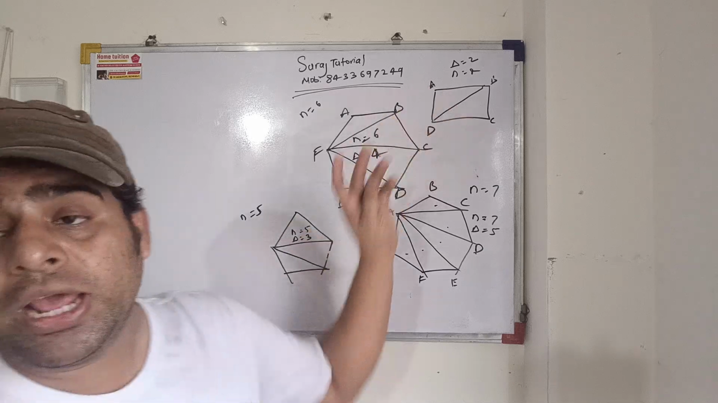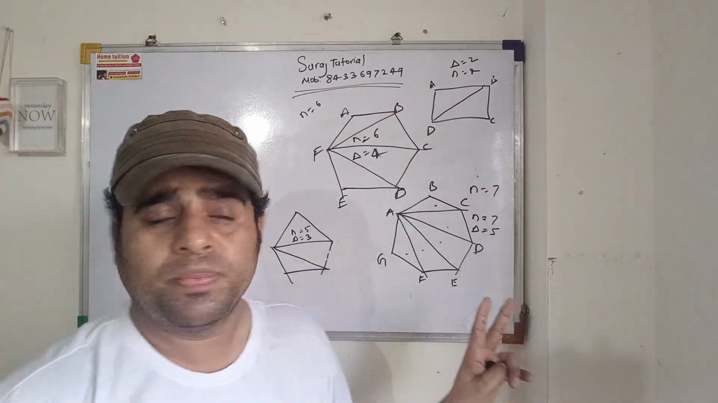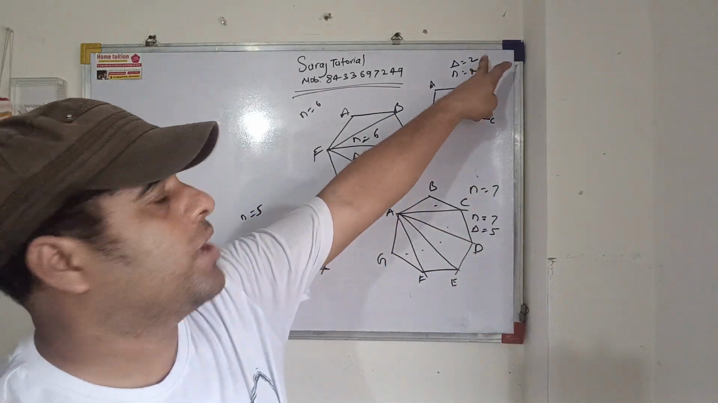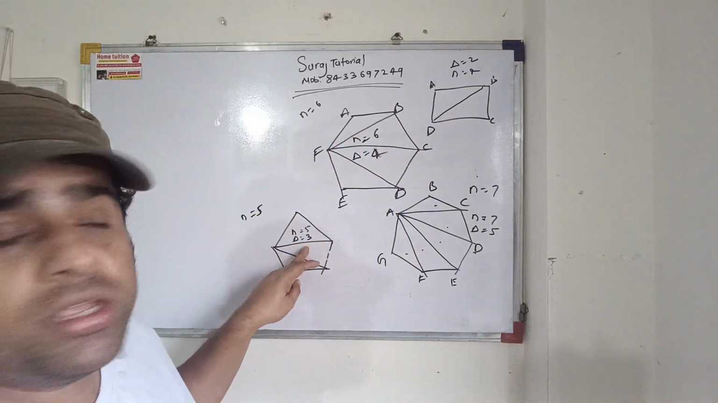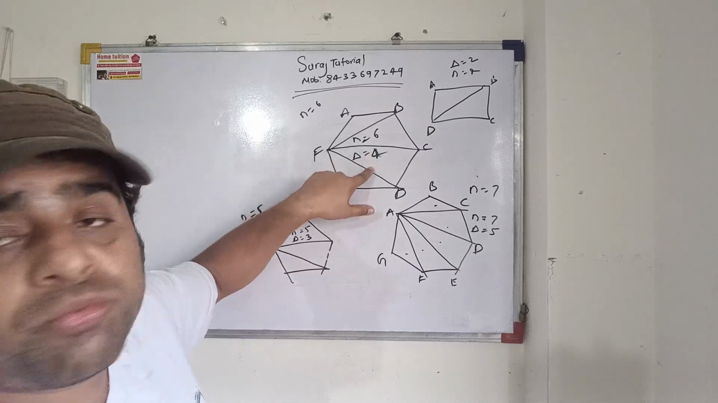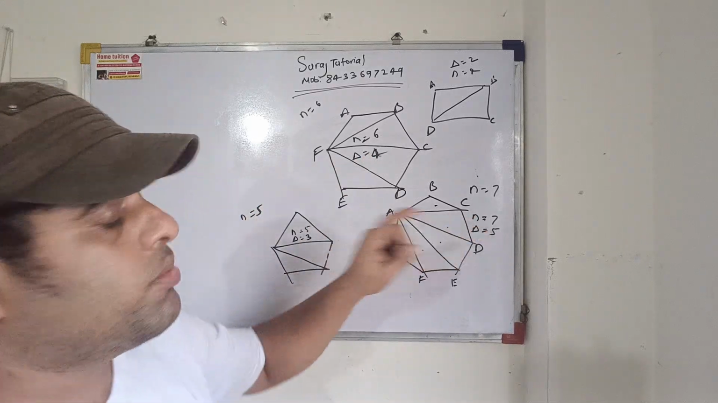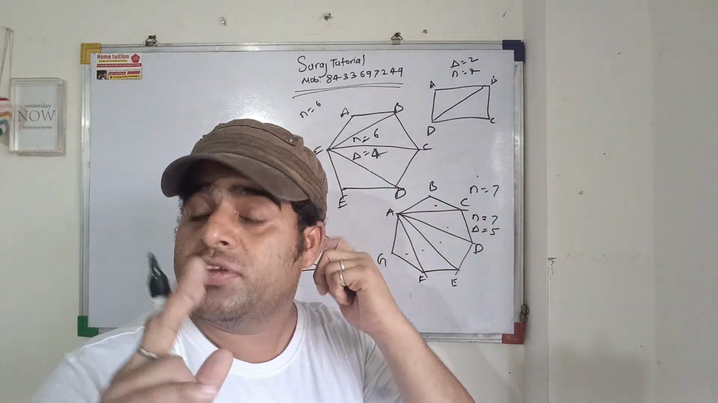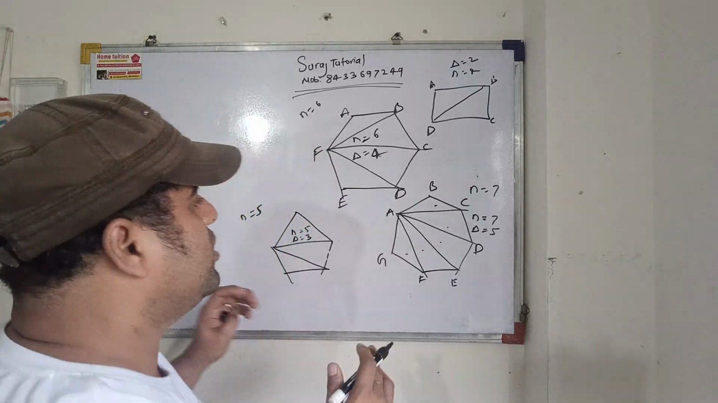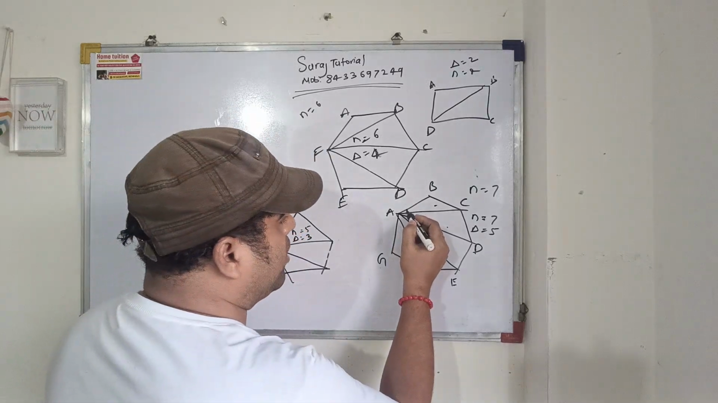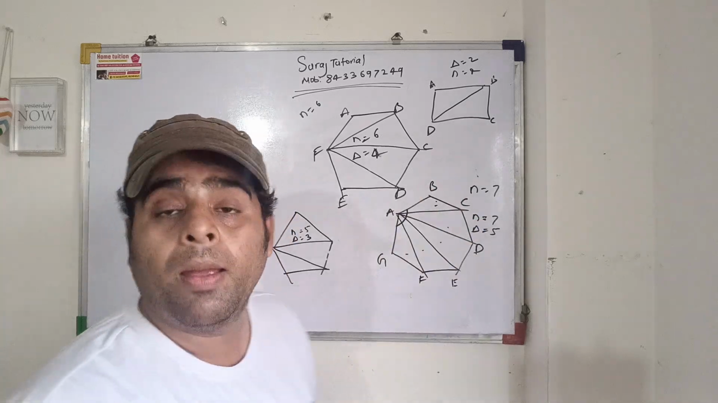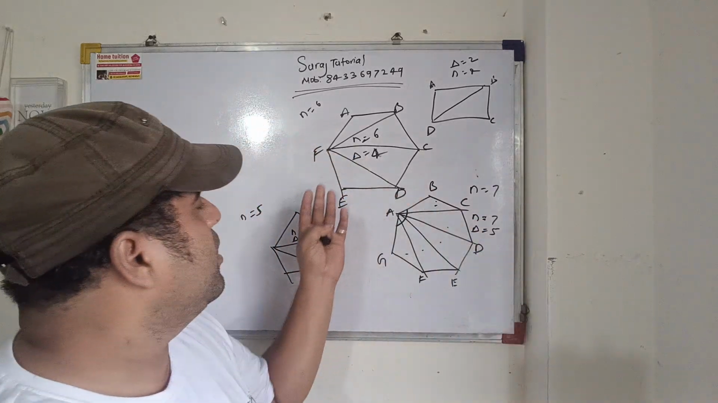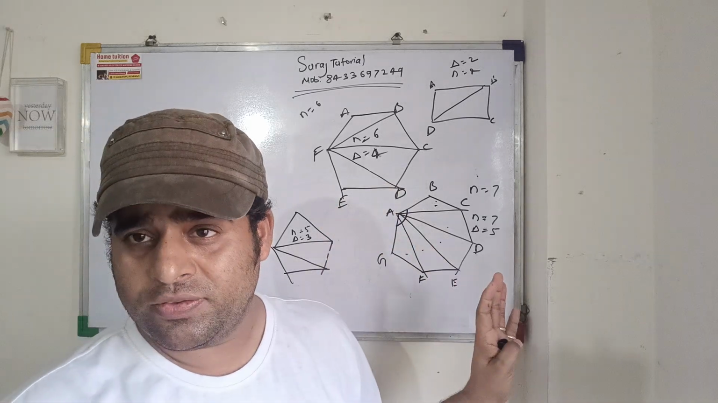So you see that every time you get 2 less number of triangles. N is equal to 4, the number of triangles is 2. N is equal to 5, the number of triangles is 3. N is equal to 6, the number of triangles is 4. N is equal to 7, the number of triangles is 5. Every time you get 2 less triangles than the number of sides. So you see that the vertices of all these triangles are on the vertices of the pentagon, hexagon, heptagon, octagon, all the polygons.